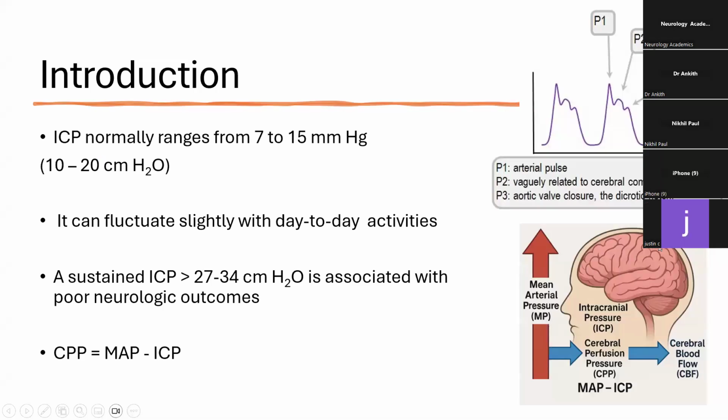So, good morning, everyone. Today's topic is about the pathophysiology and management of raised ICP and cerebral edema. And then we'll try to devise an institutional protocol we can use in our ICUs. So, what is the normal ICP?